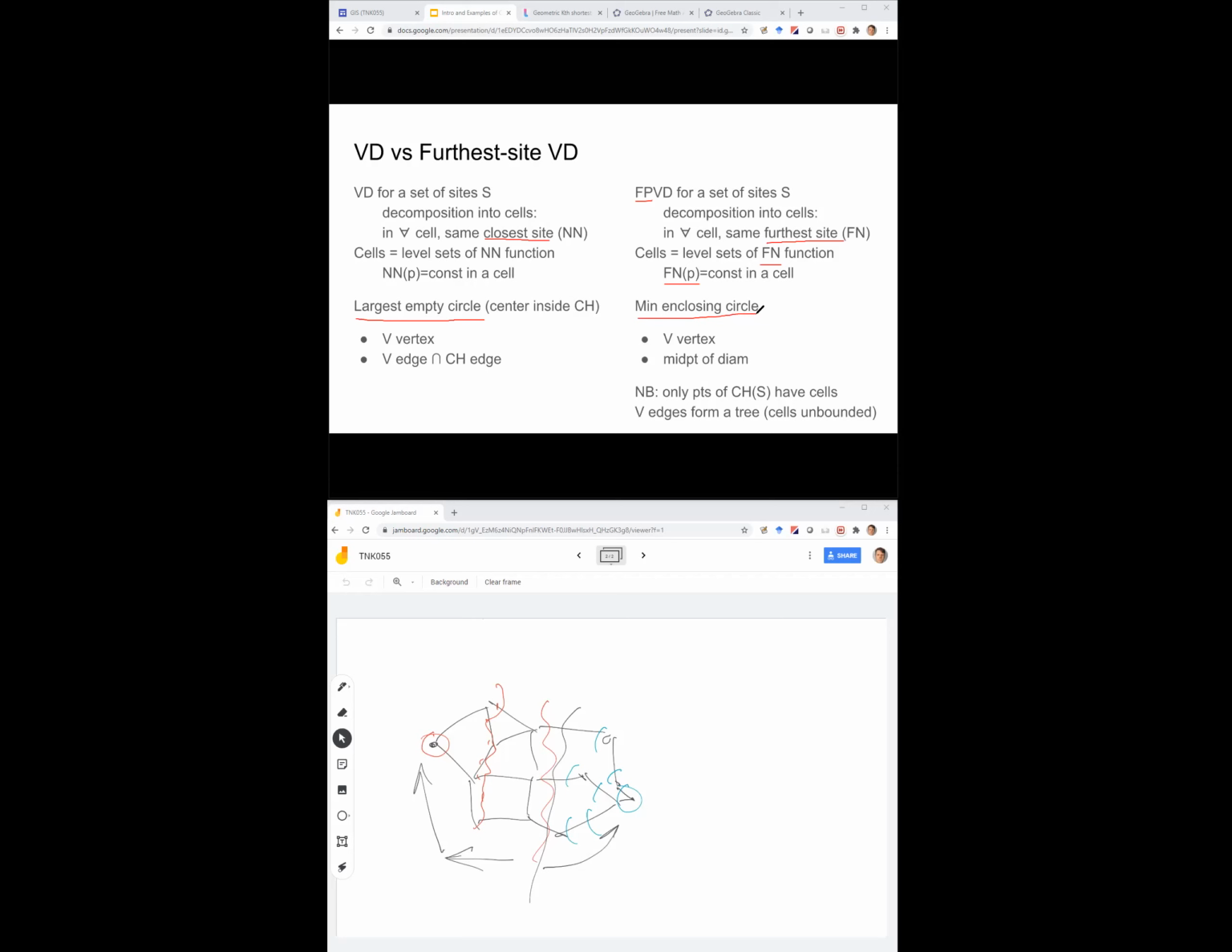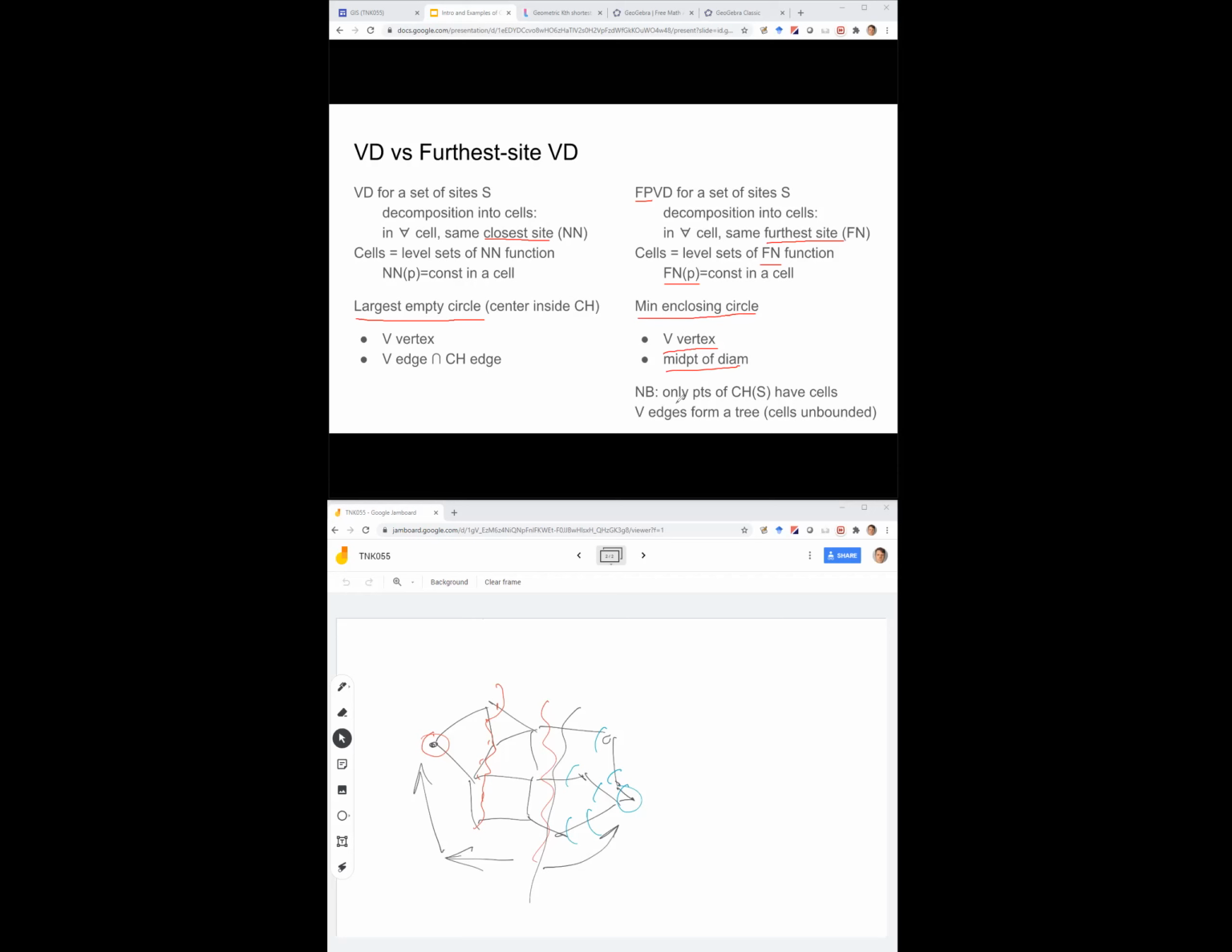Okay, so you want to put a fire station or a post office within your city, and you want to reach every point in the city as fast as possible, or in other words, you want to cover your city with the circle of the minimum radius. Where should the center of the circle be? It should be at the vertex of the farthest point Voronoi diagram. Well, it can also be at the midpoint of the diameter, but let's not worry about that.